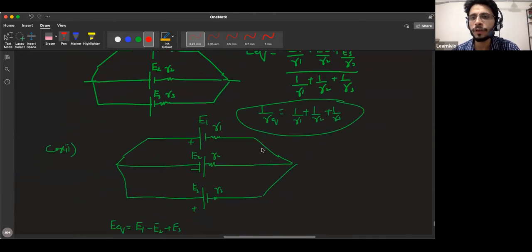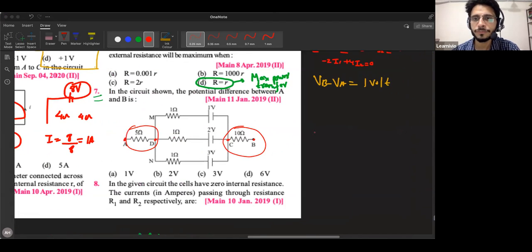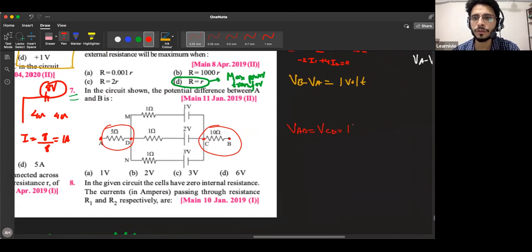So first of all, we can write here that the potential difference across AB will be equal to the potential difference across CD. Now to calculate the potential difference across CD, we can do E1 by R1 plus E2 by R2 plus E3 by R3, divided by 1 by R1 plus 1 by R2 plus 1 by R3.